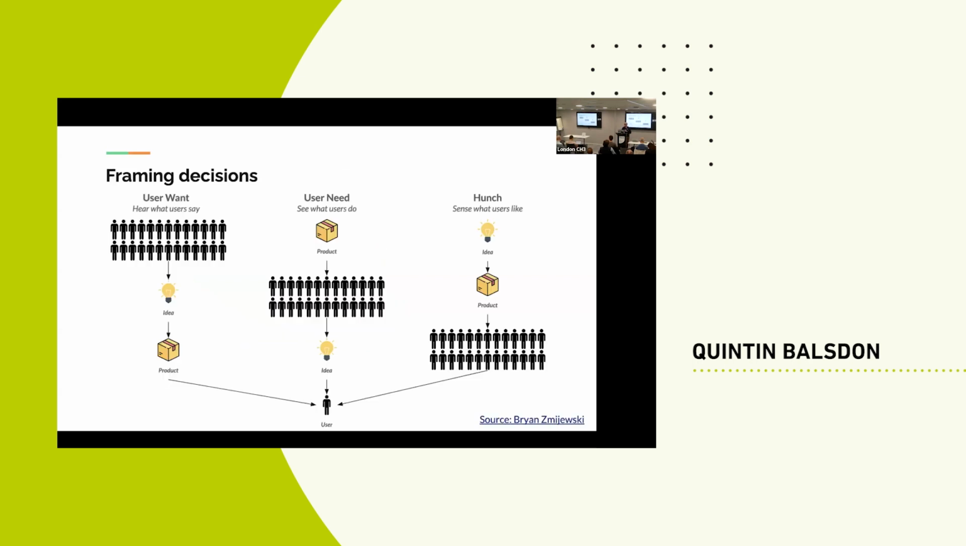So when we think about making decisions and how we go about this, we have 3 options. We can go with what users say, come with an idea, and create a product. This is anecdotally attributed to Henry Ford, where he said, if I'd asked users what they want, they would have told me they want a faster horse. We need to think about, yes, what you're saying, but what do you actually need? What's the requirement? Is it a horse, or is it getting from A to B faster?